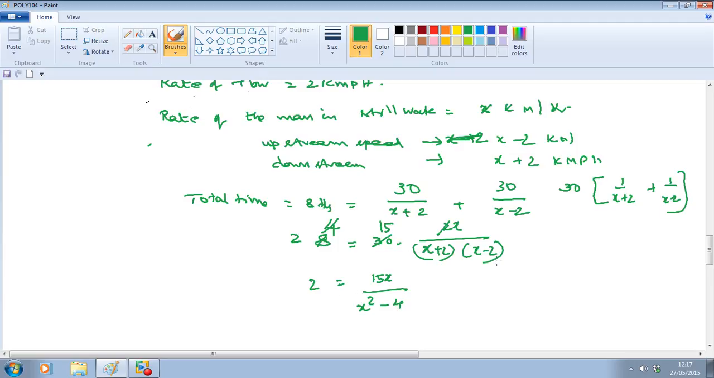If we cross multiply and check, it is 2x square minus 15x minus 4 is equal to 0, is the equation. 2x square. So we can solve the problem for this x now. So if you try to solve it now, 2 multiplied by 4 is 8, one is plus, another is minus. So we can solve this equation.